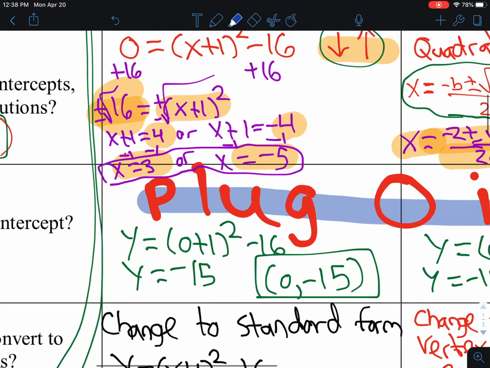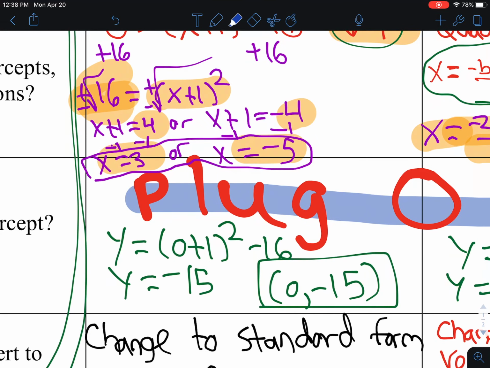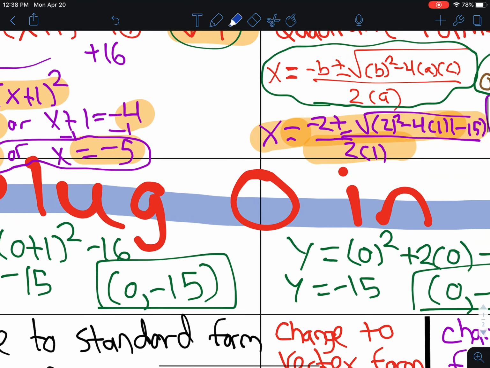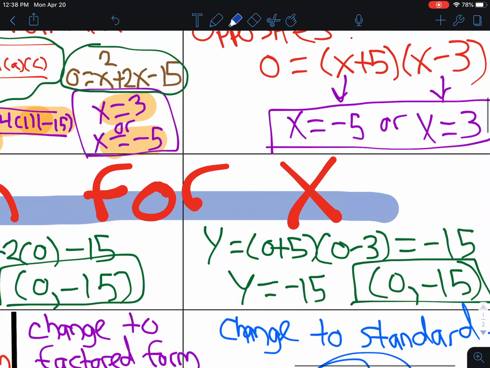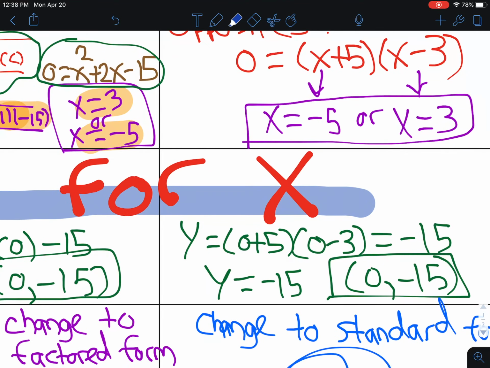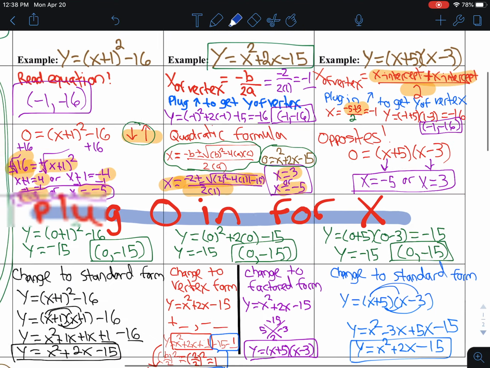So in this case, again, I plugged 0 into my equation and I get negative 15. So 0 comma negative 15. Plug in 0 for x, you get (0, negative 15). Plug 0 in for x in this function, you still get negative 15 because they're the same. So again, for a y-intercept, you just plug 0 in for x.